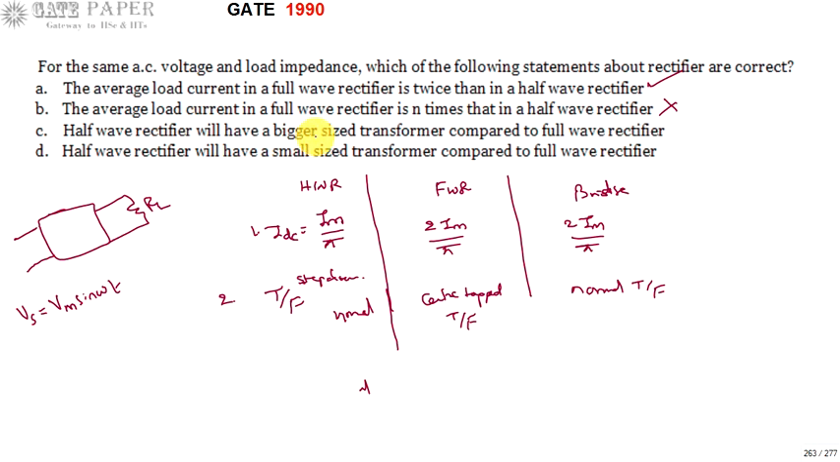Half wave rectifier will have a bigger size transformer. It doesn't require. Only full wave rectifier, that too with center tap, requires a bigger transformer. Then comparing D, half wave rectifier will have a small size transformer compared to full wave rectifier. This is somewhat right whenever we are dealing with full wave rectifier with center tap transformer, that is bulkier, as well as cost is also more. So the right answer for this question is A and D.